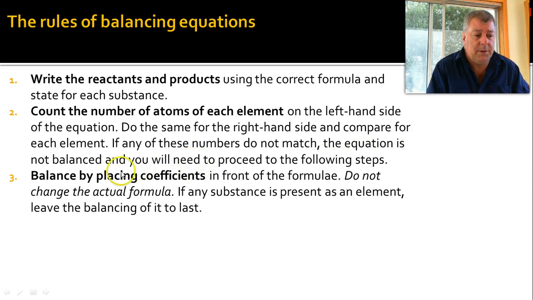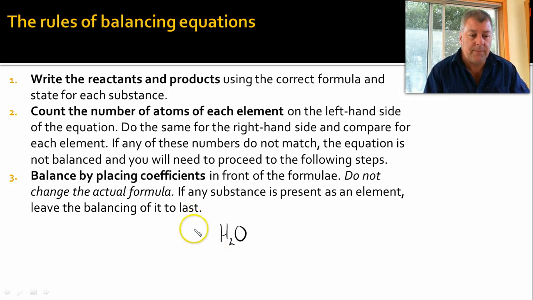Now you balance it by placing coefficients in front of the formulas. Do not change the formulas. I like to use the example of a simple formula we're comfortable with, water, H2O. If in balancing your equations you needed 3 hydrogens, you would not change this formula to give you 3 hydrogens. You would not write it as H3O, because this is no longer water.